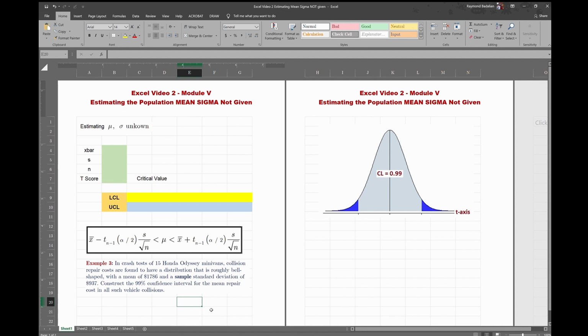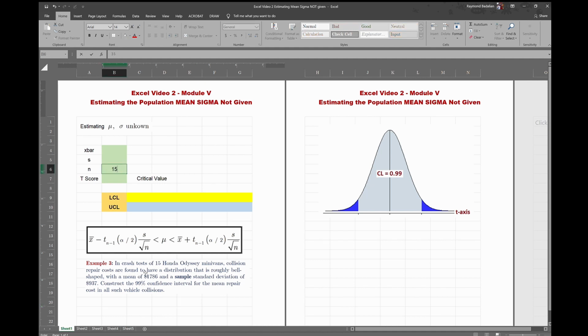The formula is given here, and it will be provided. You're supposed to have it during the test, so no worries about memorizing any formulas after this chapter, including this one. Now, let's look at an example. I've taken the third example from your PowerPoint. In a crash test of 15 Honda Odyssey minivans, so there are 15 cars, so n is 15.